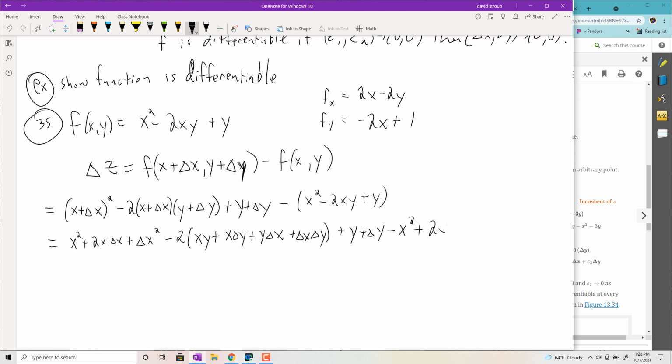Distributing. We can simplify a little bit, right? So this x squared and this x squared are gone. That's about all I can do. Distribute the negative 2.